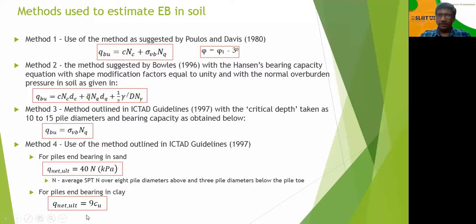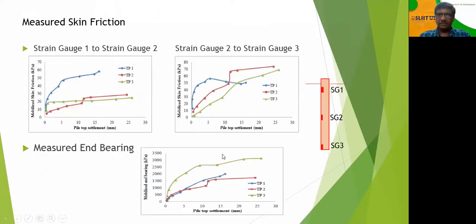For clay soils, 9 times Cu, right? So for clay soils, 9 times Cu, and for sandy soils, 40 times N. So that is method 4, the fourth method that we use for the estimation of the N bearing capacity, that is given in the ICTAD guidelines. So we will see now what are the methods that will closely match with the measured ones, for this particular case study.